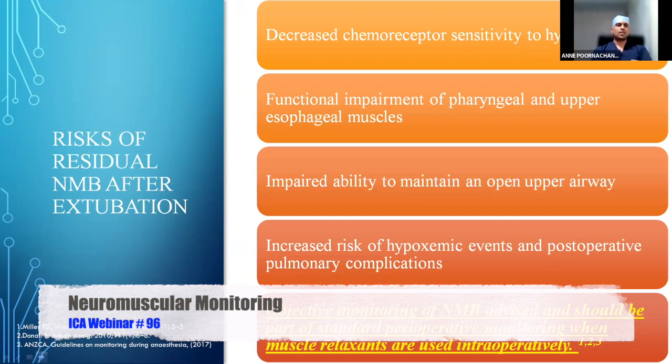So what are the risks associated with residual neuromuscular blockade after extubation? There is decreased chemoreceptor sensitivity to hypoxia. There is functional impairment of the pharyngeal and upper esophageal muscles. Because of this, the patient is not able to maintain a patent upper airway, which poses a risk of hypoxia, and the response to hypoxia is blunted. Also, because pharyngeal muscles are weak, there is misdirected swallowing, causing risk of aspiration. For all these reasons, perioperative respiratory complications are high when there is residual neuromuscular block.